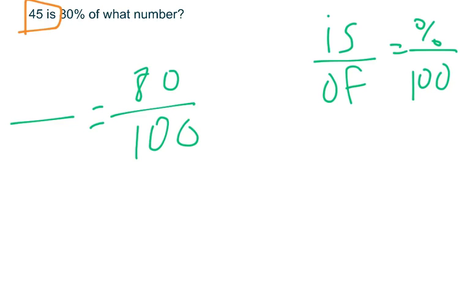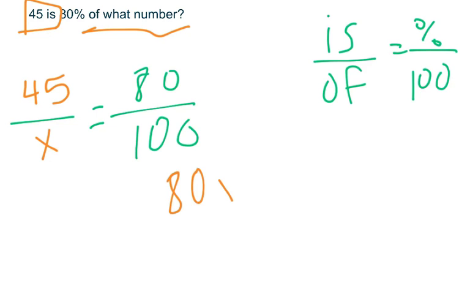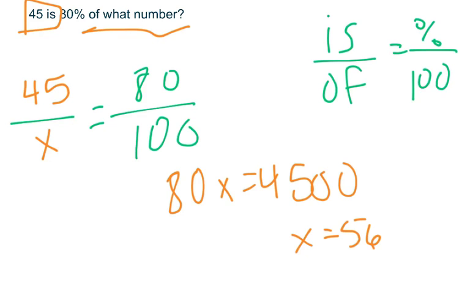Since this says 45 is, that's going to be on top of what number? I don't know. So I've got 80x equals 4,500. And if you divide those, you should get 56 and 25 hundredths.